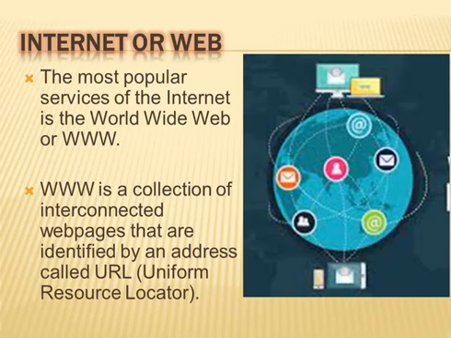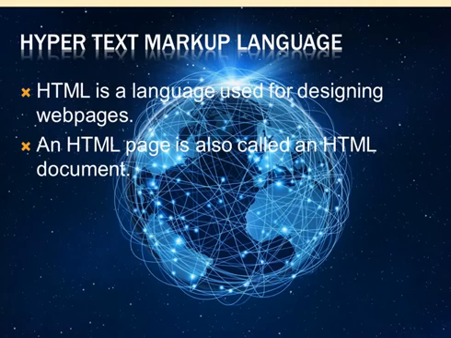Dear children, do you know what is WWW? Yes, correct. That is a collection of interconnected web pages that are identified by an address, and the address is called as URL or Uniform Resource Locator. Come children, now we will go into the chapter.